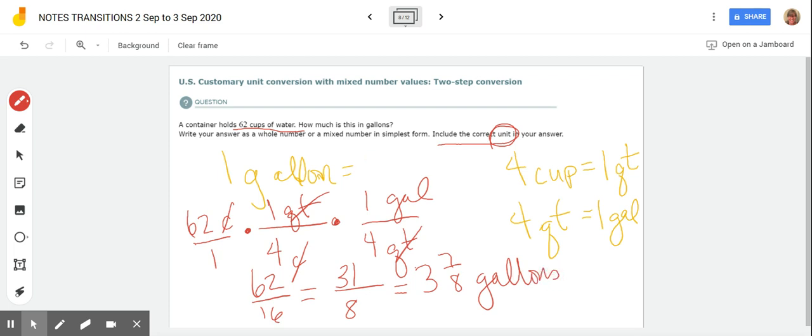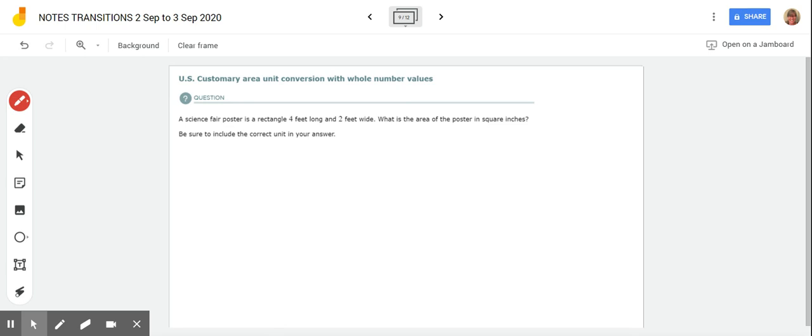Yep, that's it. It says write your answer as a whole number or a mixed number. Usually, a lot of times when they work in these, they want to do that. They want to go back to mixed numbers.